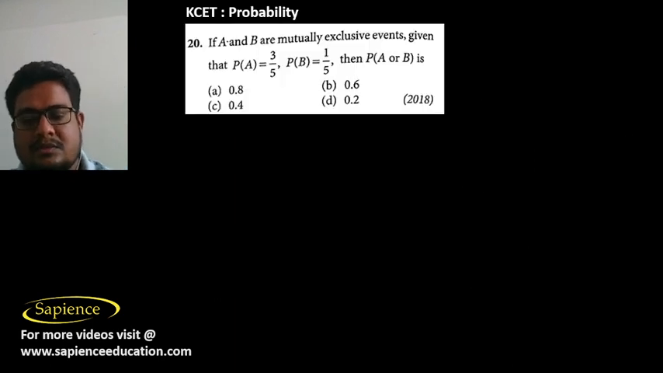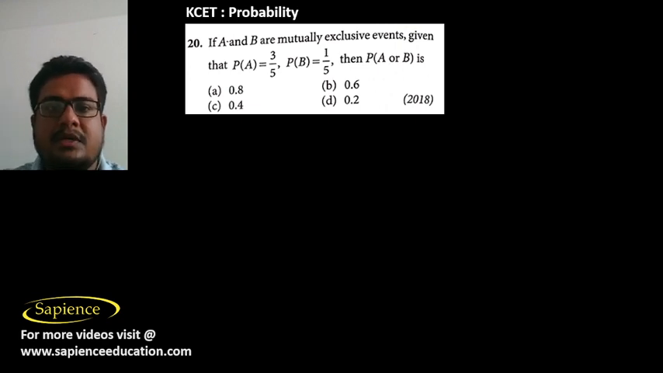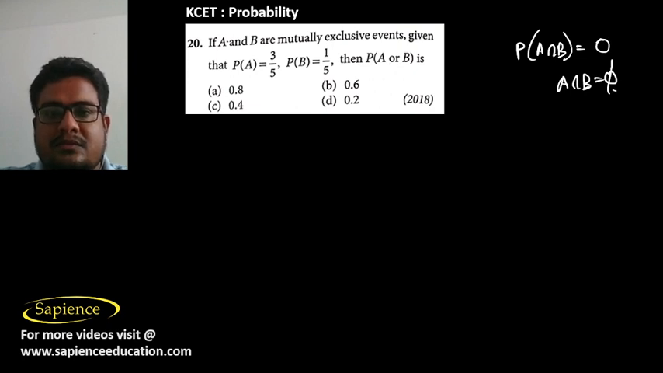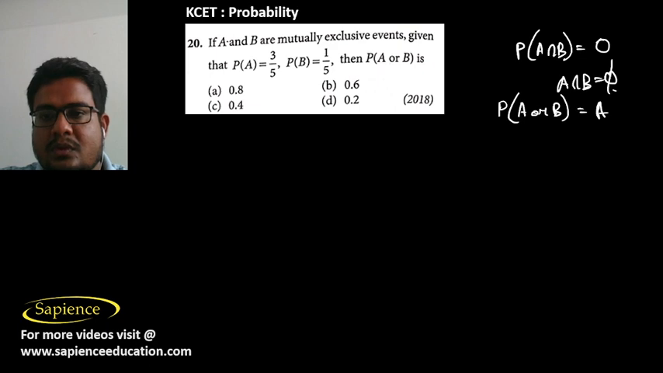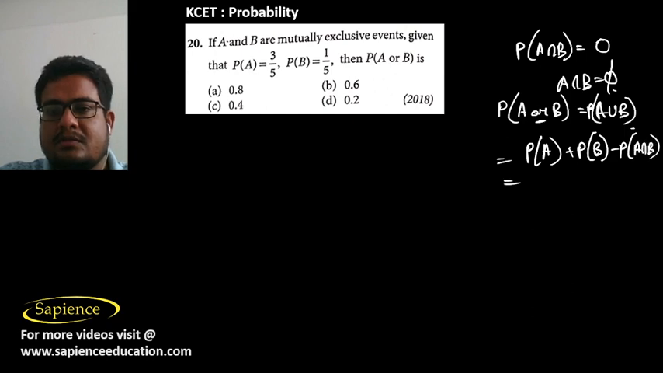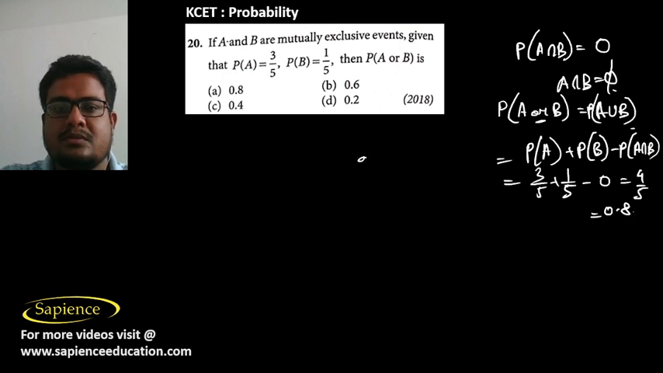Then in question number 20, it is told that A and B are mutually exclusive. Here, P of A intersection B is equal to 0, since they are mutually exclusive. Then given that P of A is 3/5, P of B is 1/5, find P of A or B. Whenever the word or is used, it means union. So that will be P of A plus P of B minus P of A intersection B. That will be 3/5 + 1/5 minus 0, so that is 4/5, 0.8. So option A is the correct one.